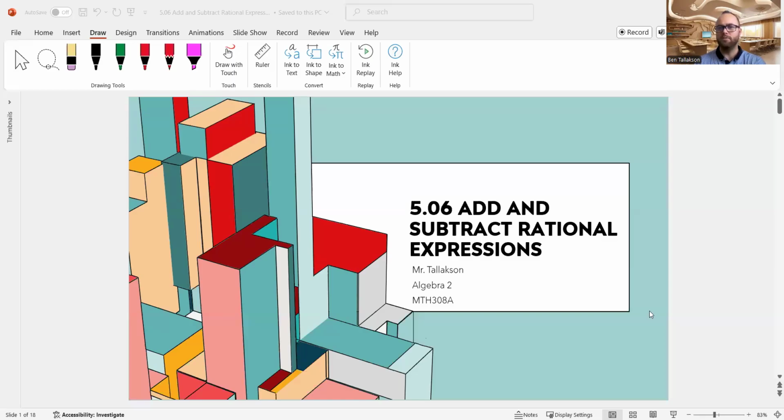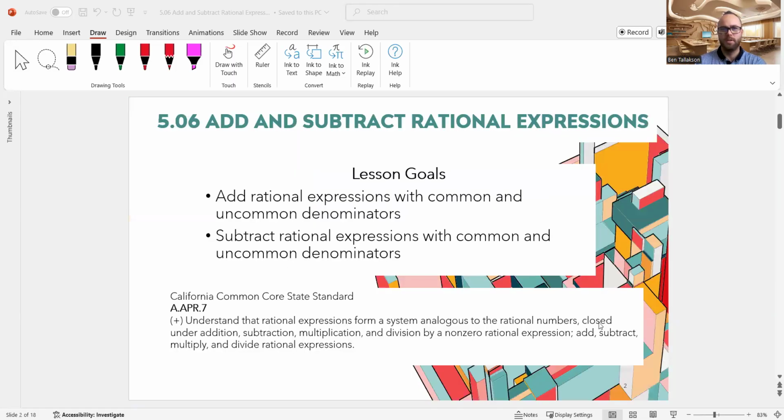Today we're going to take a look at 5.06, adding and subtracting rational expressions. Those are our goals, adding and subtracting rational expressions, but sometimes they're going to have common denominators, but sometimes they're uncommon.